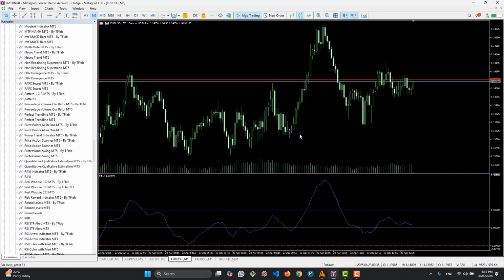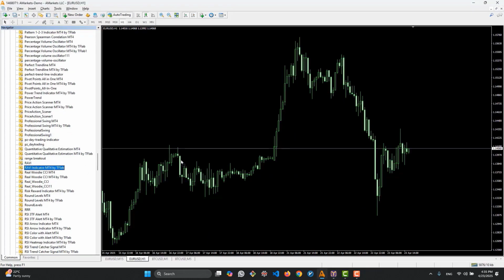You can also use the MP4 version of this indicator on the MetaTrader 4 platform.